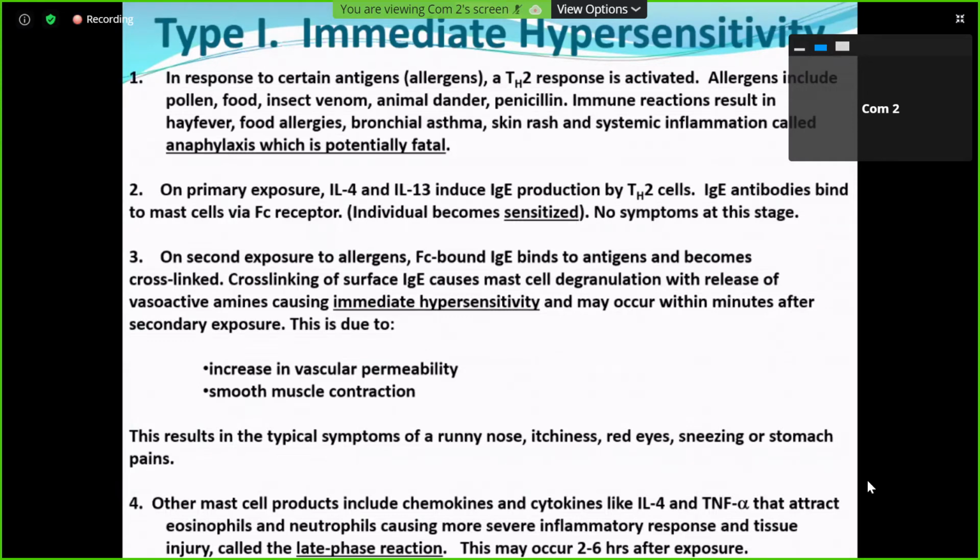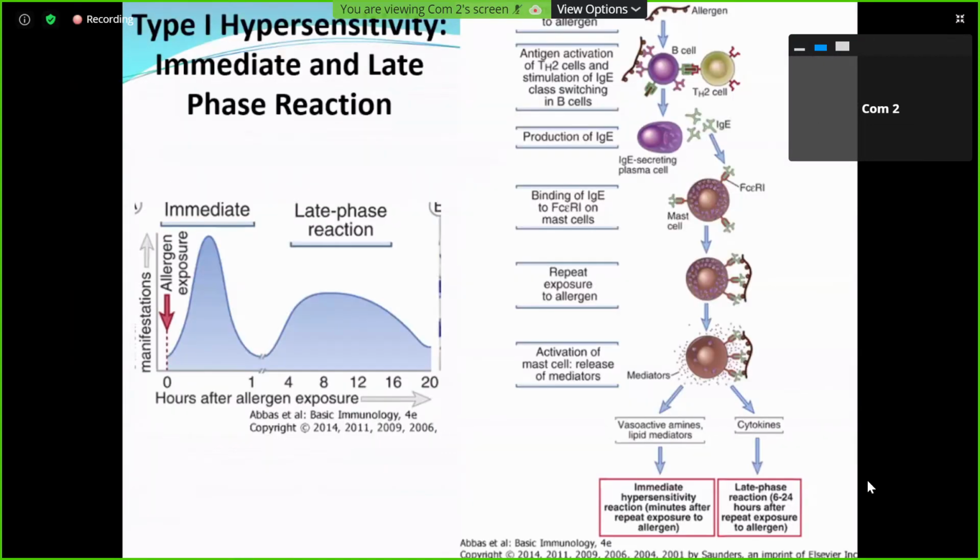Now, this is what is called an immediate hypersensitive response. And it's immediate because the symptoms are due to these preformed mediators within these granules of the mast cells and the basophils being released to cause these symptoms. So the symptoms can happen within minutes after exposure to the antigen.